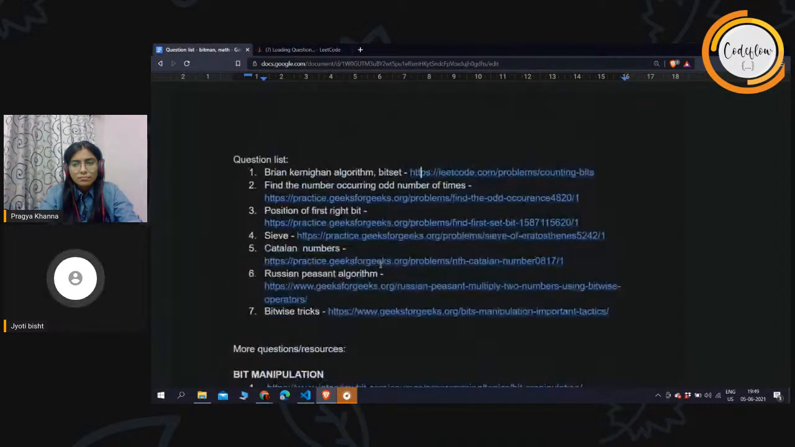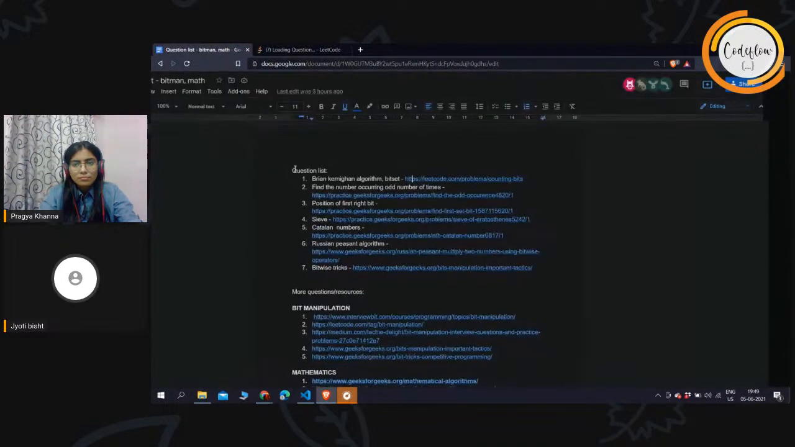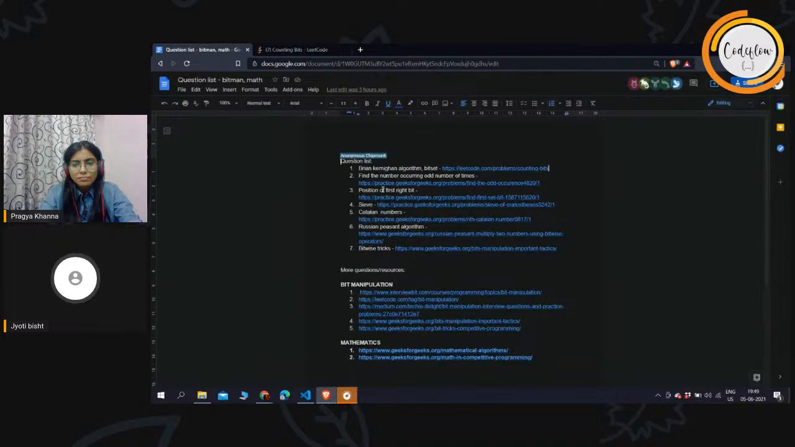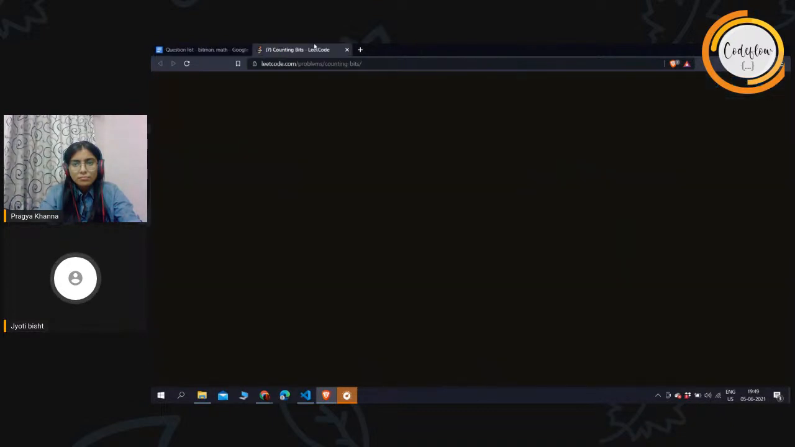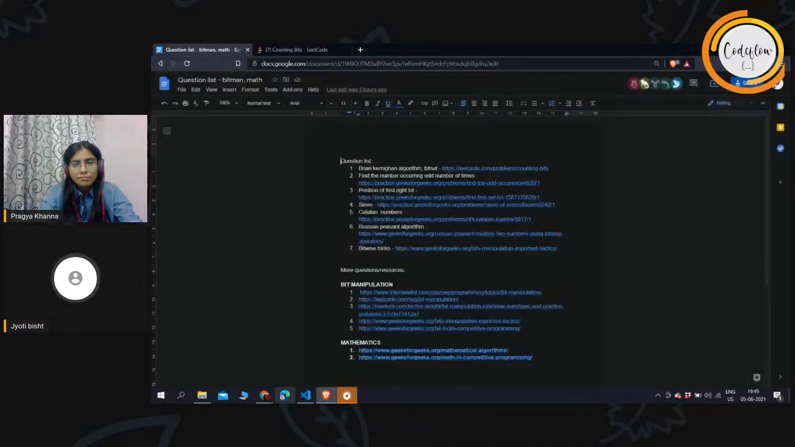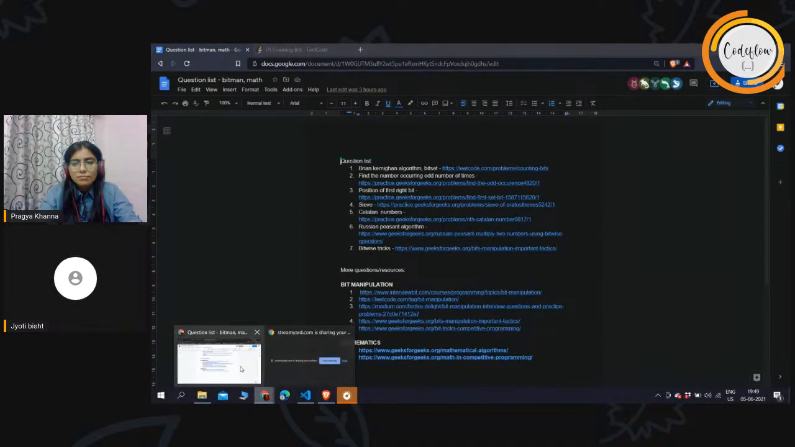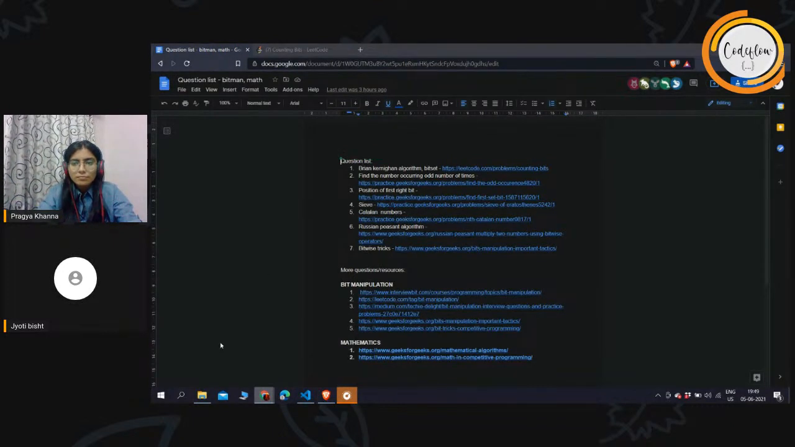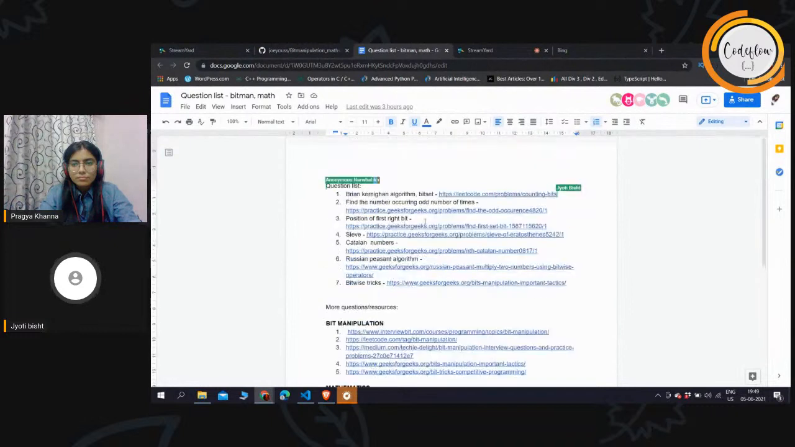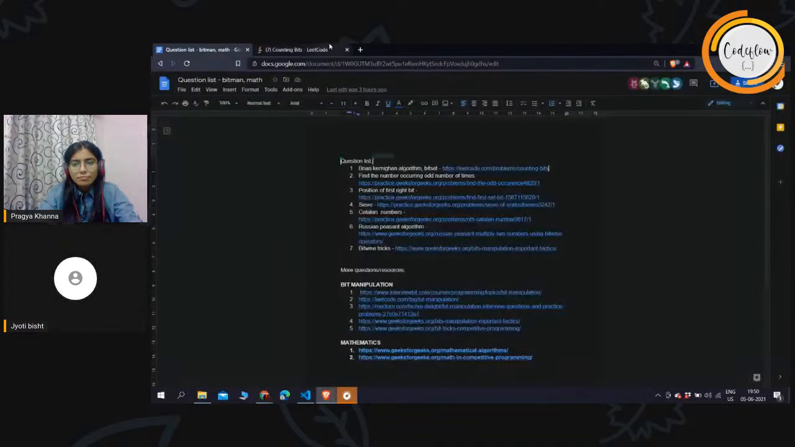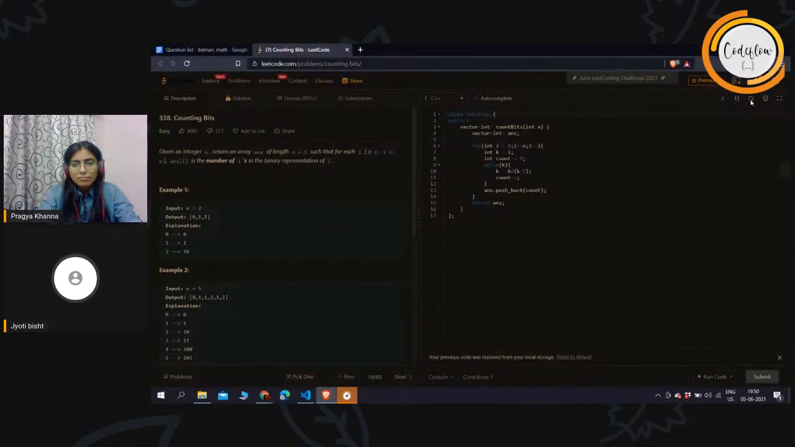In the document itself, it is on the first number, this Brian Kernighan algorithm, comma bit set. Here is the link in the question document, which is on my GitHub repository. You can just go and check. In the document itself, it is on the first page. ठीक है, पहला number है ये. Let me just reset my code editor.